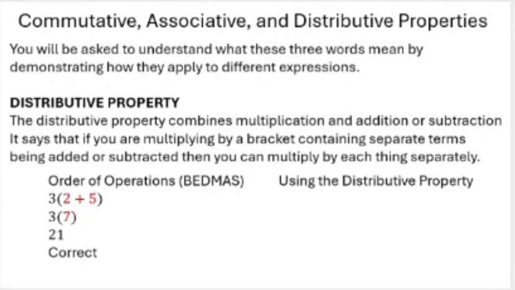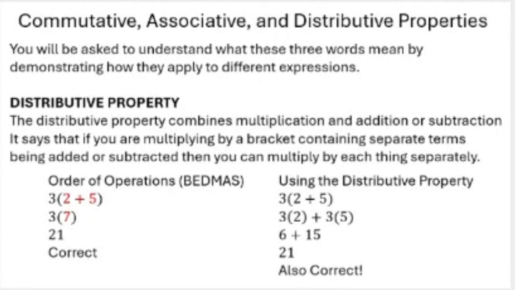Or I could use the distributive property, and I could say 3 times the bracket 2 plus 5 is the same as 3 times 2 plus 3 times 5. Let's try it out. 3 times 2 is 6. 3 times 5 is 15. Sure enough, we get the same answer, 21. This is probably the easiest one to remember, because remember the phrase: multiplication distributes over a bracket. It distributes into both of those two.